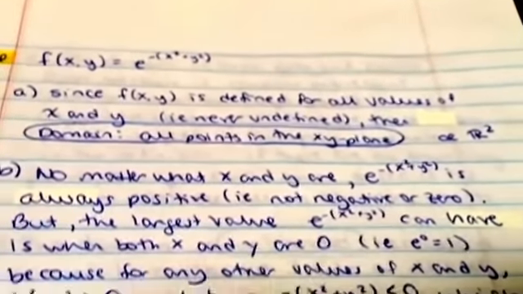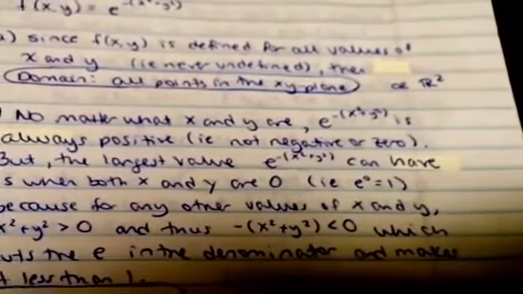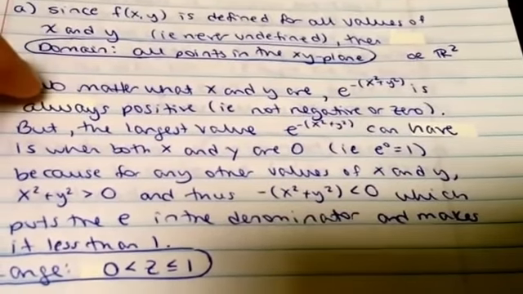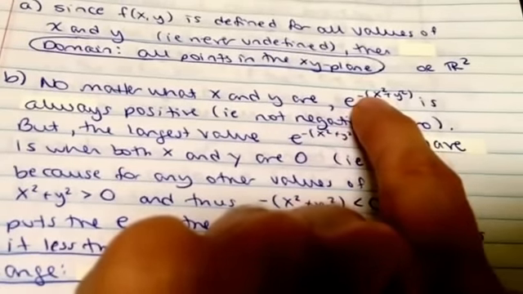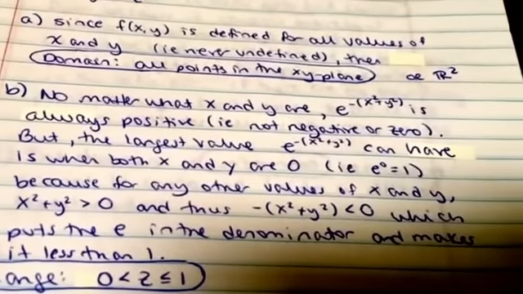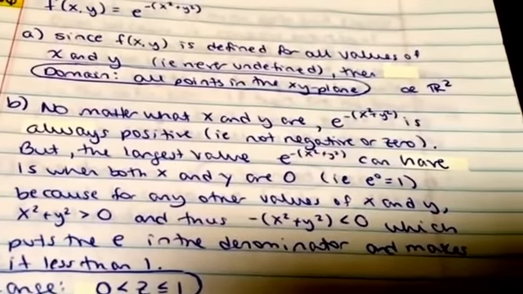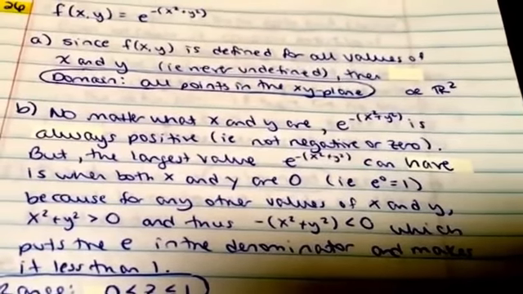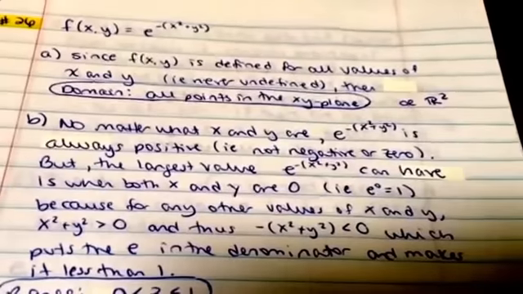Okay, now for the range. So here, I kind of wrote an explanation. The range is kind of tricky. No matter what X and Y are, because they can be whatever you want them to be, because this is e, e to anything is always going to be positive, meaning it can't be 0 and it can't be negative. Because if you look at the graph of e to the X, it's always strictly above the X-axis. It doesn't actually touch the X-axis. There's a horizontal asymptote. That's the word I was looking for.